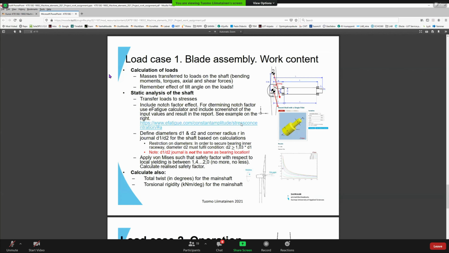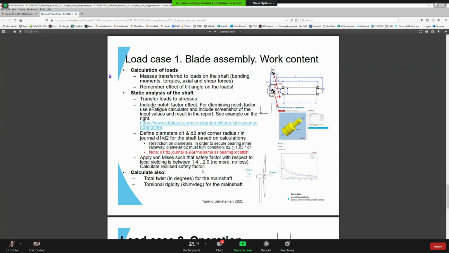And you have to define the diameters D1 and D2 and also the corner radius R such that the safety factor with respect to local yielding in this radius R, using von Mises, of course, is between 1.4 and 2. It shouldn't be less because then it would not provide sufficient safety, but it shouldn't be more than 2 because then it would be far too expensive. So we want to keep it in a certain range.